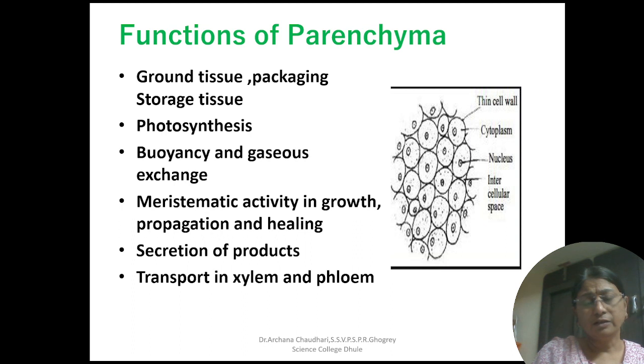If it regains meristematic activity, then it can cause secondary growth along with the xylem in the cambium tissue. It also helps in propagation and healing of wounds. If it becomes secretory, then it secretes various products. It also helps to transport the water and food material, being a part of a complex tissue, xylem parenchyma and phloem parenchyma.